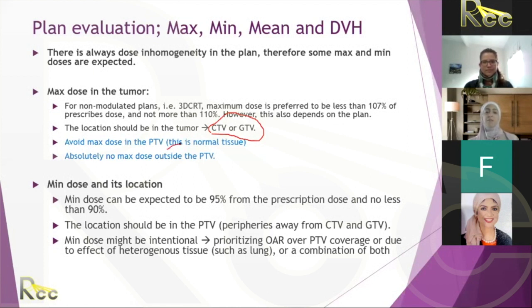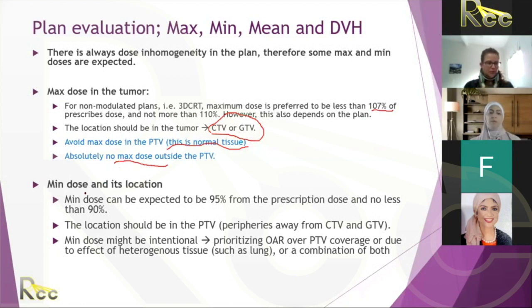And the reason is PTV is normal tissue. Remember, PTV is an expansion into normal healthy tissue that we unfortunately have to do to account for internal and external motion of the target. So any hotspots, may it be 105%, 107%, it's better to be inside the GTV volume and try to keep the PTV within the prescription dose volume. And of course, it goes without saying that you should not have anything more than 100% of your prescription in normal tissue outside the PTV.